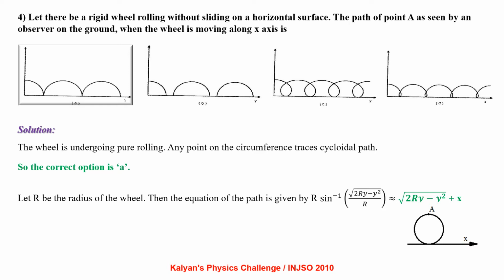Let R be the radius of the wheel, then the equation of the path is given by x equals R sine inverse of (R minus y) by R, which simplifies to root of (2Ry minus y square) plus x.